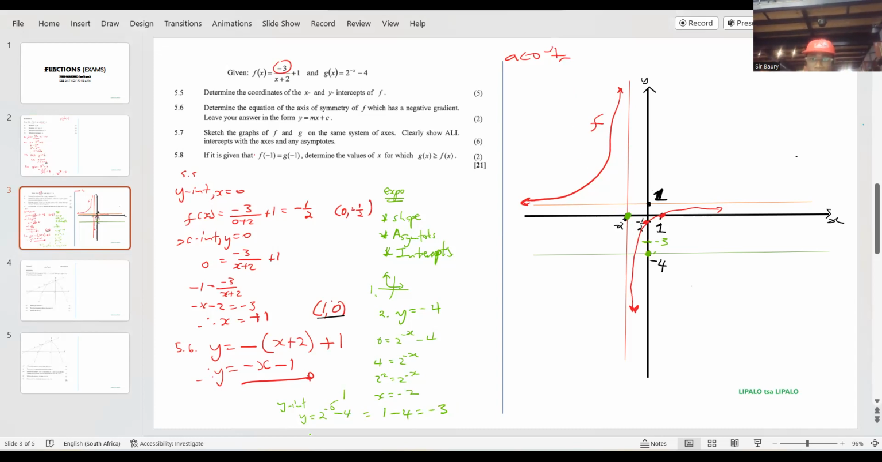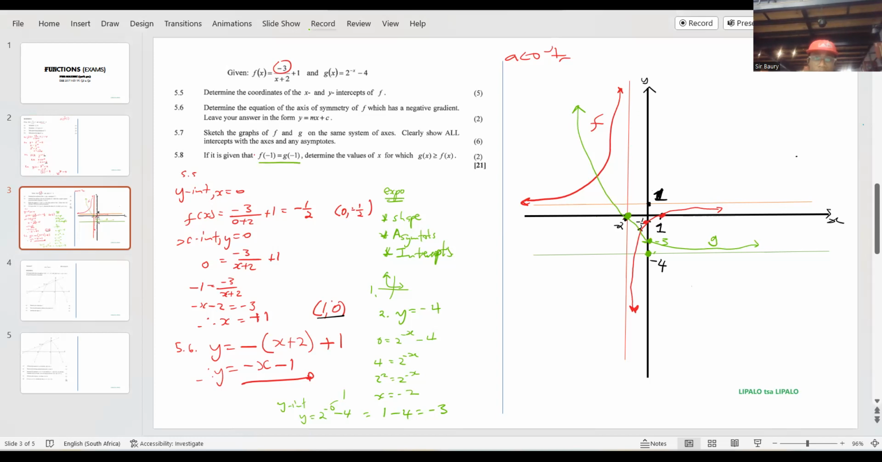Oops, that was close. It almost went to the asymptote. It doesn't touch the asymptote. It must not touch the asymptote. That's -3 there, and then this is G. Get your full 6 marks. Now, get into the final question.